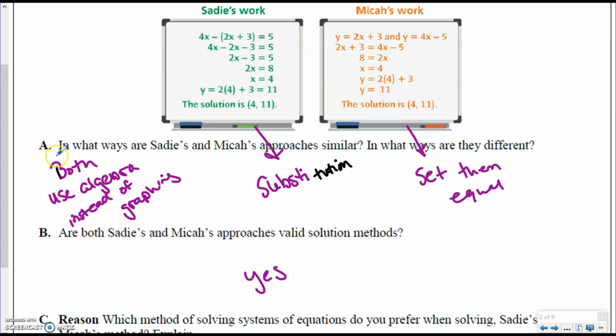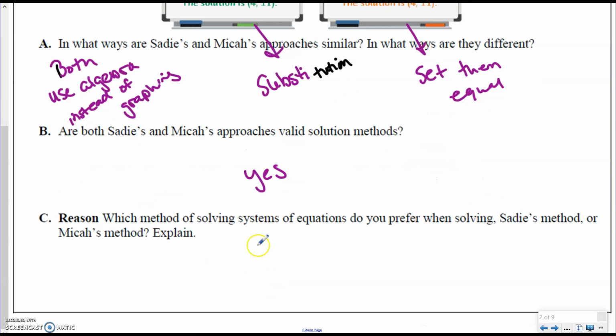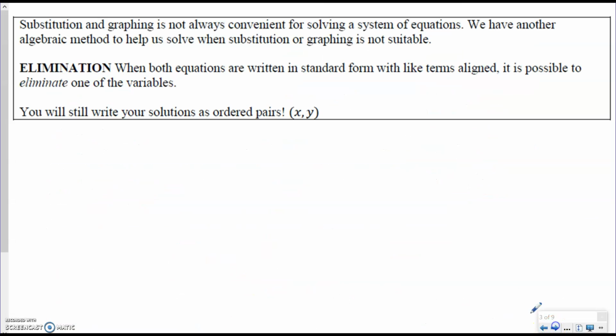Okay, so if you took a minute to type this in, they both are using algebra instead of graphing, so that's what they've done similarly. Sadie used substitution like we did in the last lesson. Micah also used substitution, but he did a little changing things around first, so he just set them equal to each other. They are both valid approaches. This one's up to you. What do you prefer?